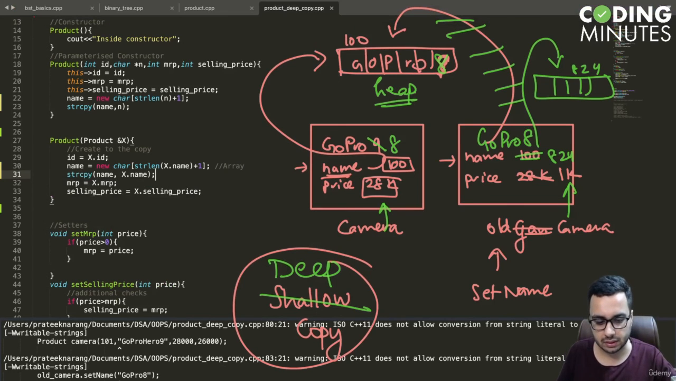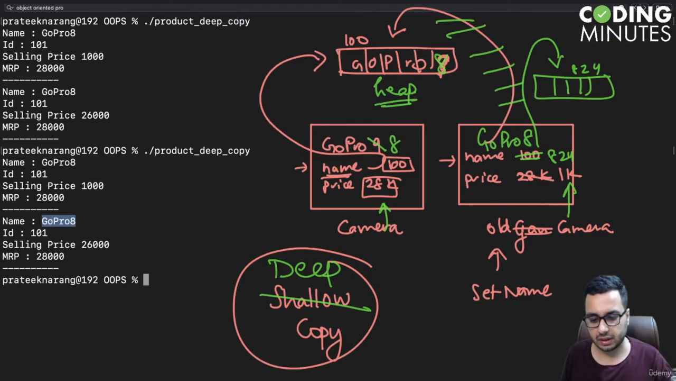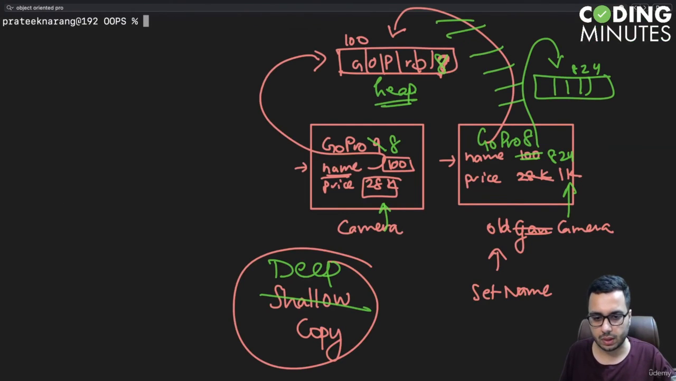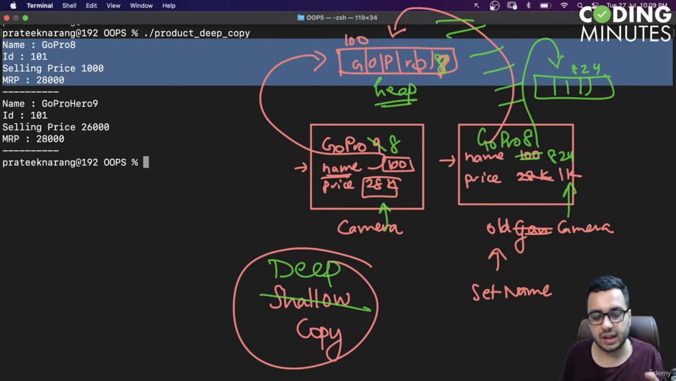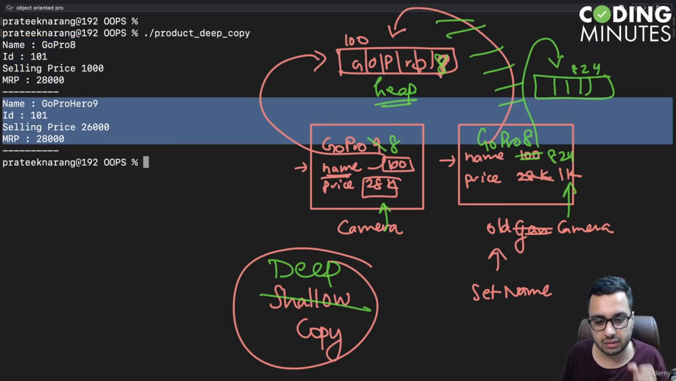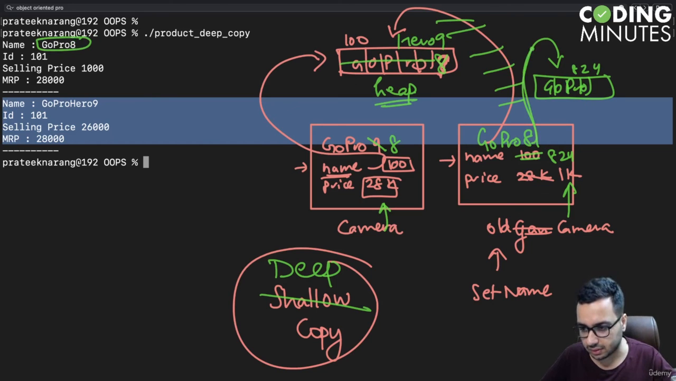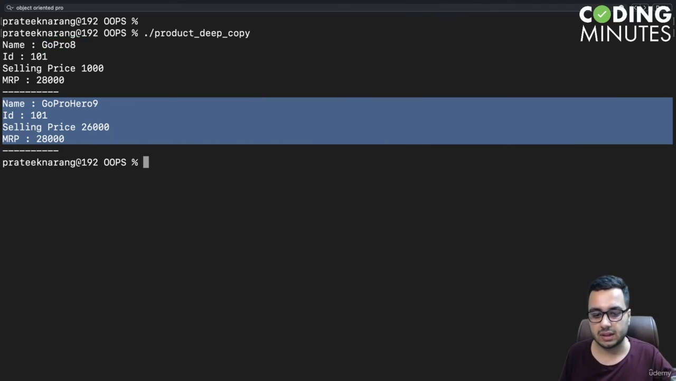Let's do the copy. Okay, and now if I run the code, you will see that the new name is GoPro 8 for the old camera and the original one still remains GoPro Hero 9. This is the concept of a deep copy. So we are now having two arrays. This is GoPro 8 and this one was the original GoPro Hero 9, so it remains as it is. So this is what we have done in case of using a deep copy constructor.